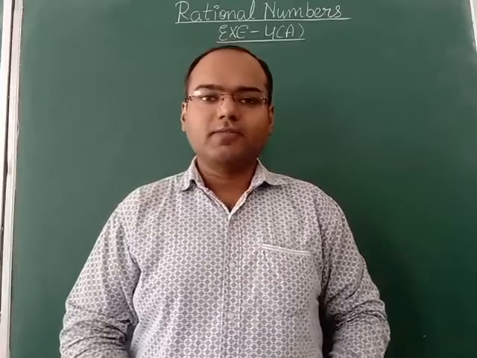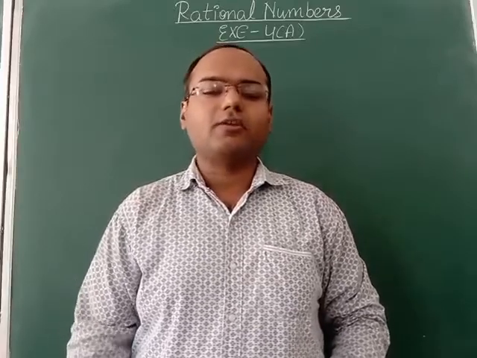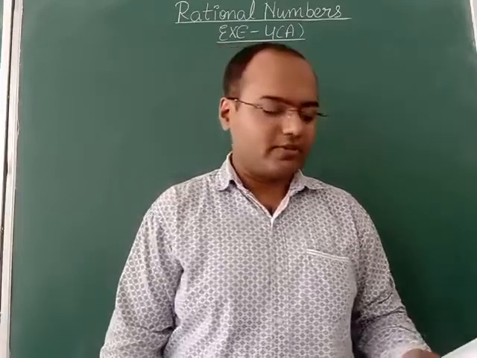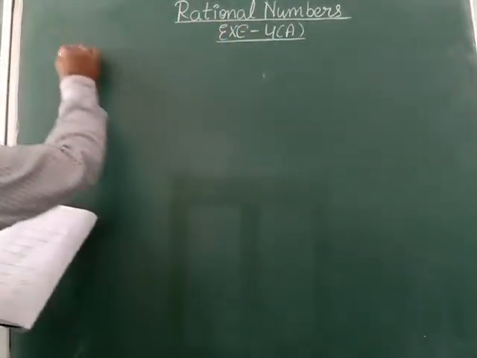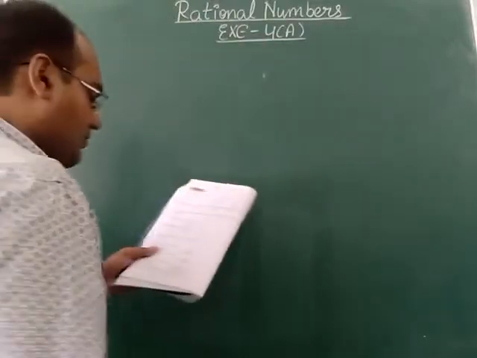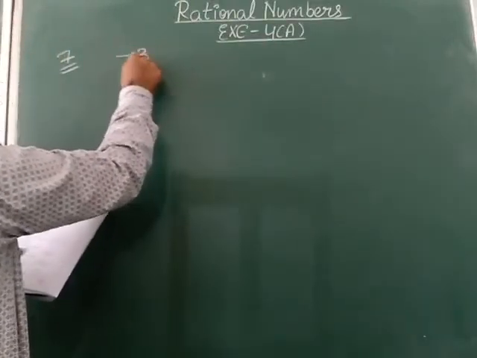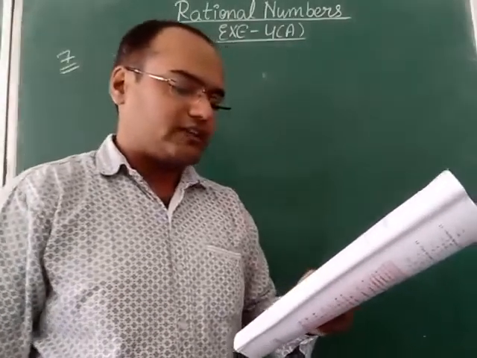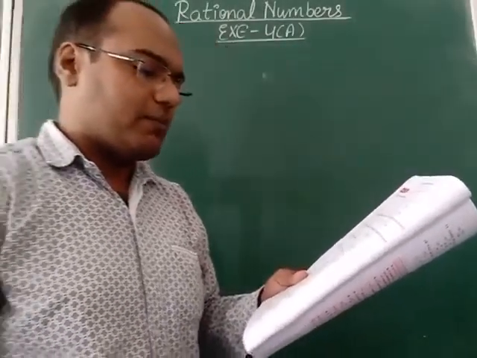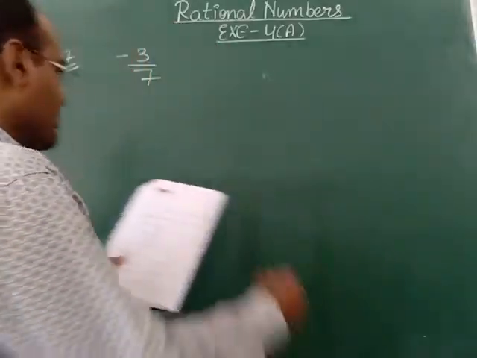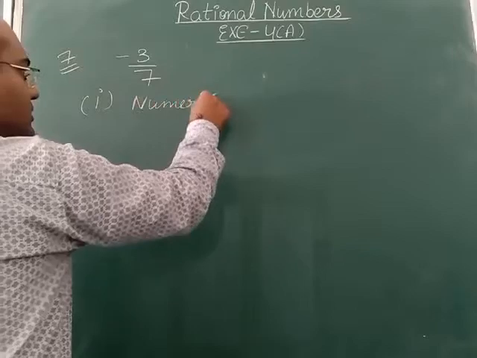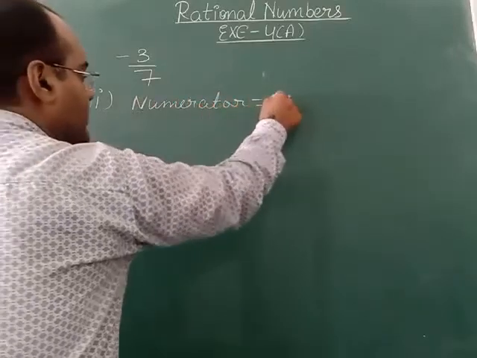Hello students. Today in this video I will explain the remaining questions of exercise 4. All of you see question number 7. Minus 3 upon 7 is written. In the heading of the question it is written: express this rational number with first part numerator 12. In the first part we have to make the numerator 12.